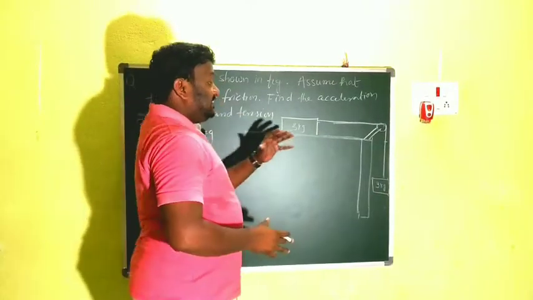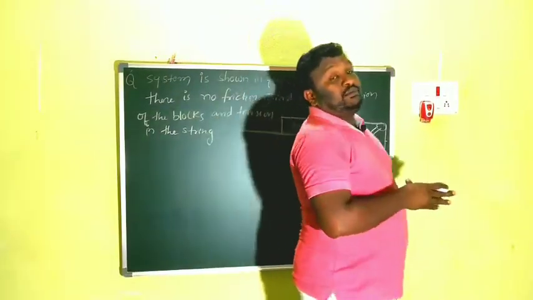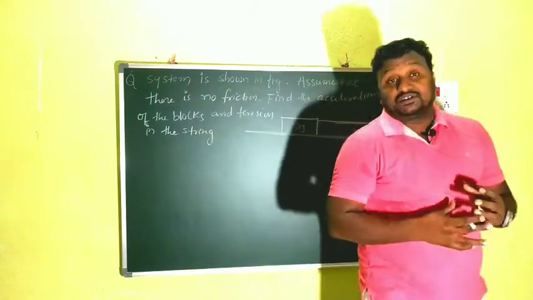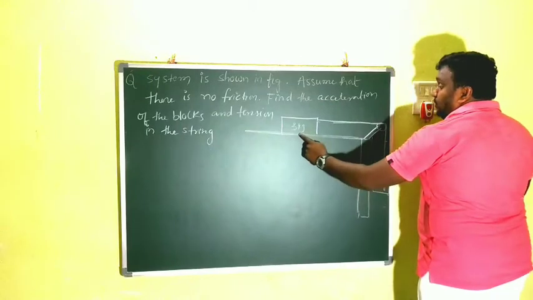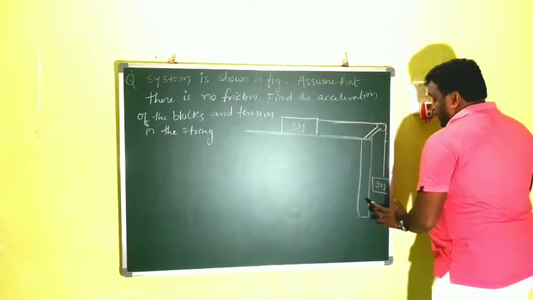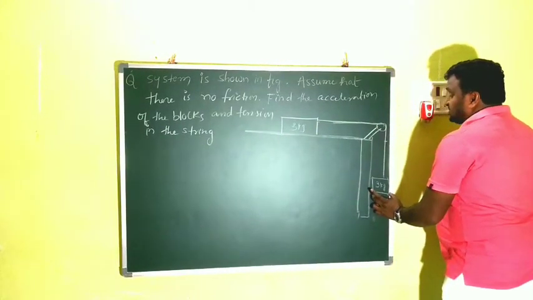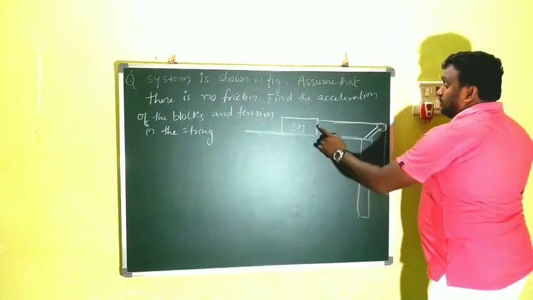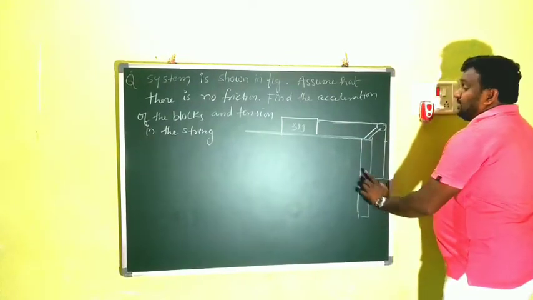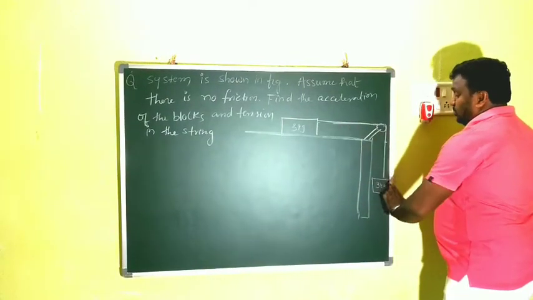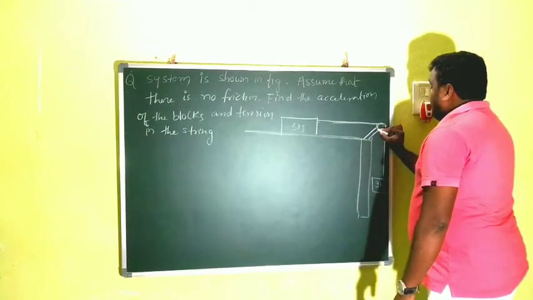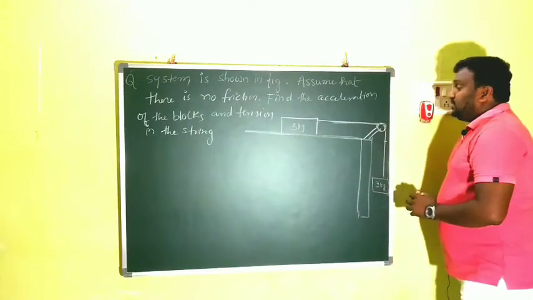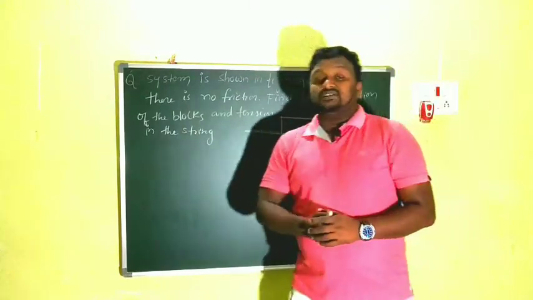So here one system was given. From that system, what you have to observe, just analyze that. Here this is one body of mass 3 kg and this is another body of mass 3 kg, and both are connected by a rope. This is the rope or string, and this is the pulley. So this is the situation given.